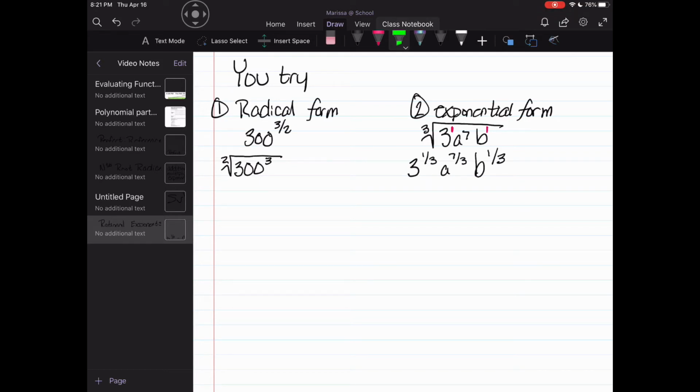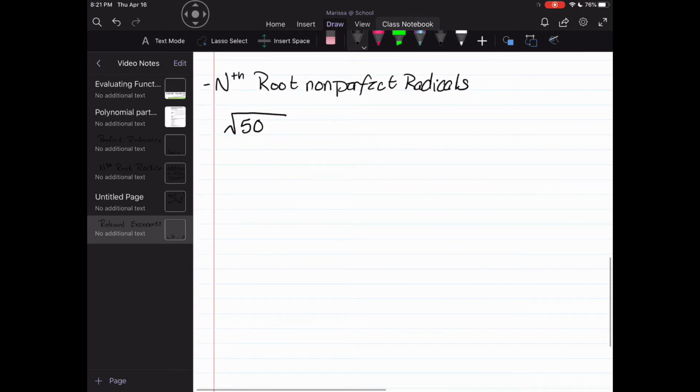What I mean, so for these, we're just doing what we did last week. There's still nth root radicals, so I'm going to section this off and do nth root non-perfect. So we might have something like the square root of 50. And I'm going to say to simplify this radical. So we're going to simplify it. I don't necessarily want an answer, but I want it to be as simplified as we possibly can.